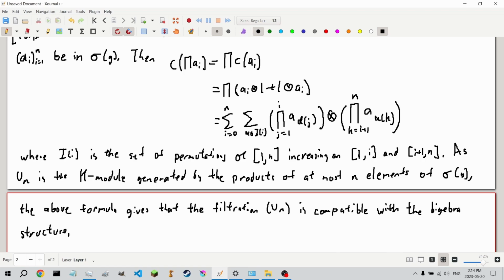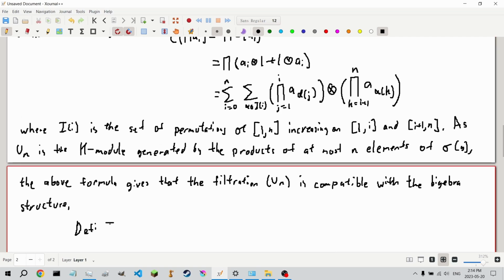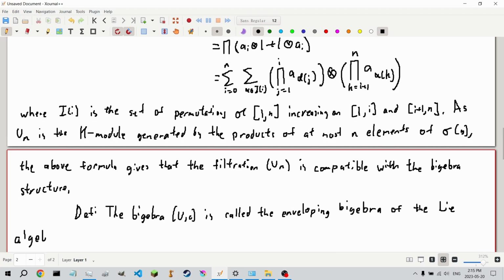Now, next up, from this we're going to define with the bigebra above, UC is called the enveloping bigebra of the Lie algebra C. Essentially, from our old construction of the universal enveloping algebra of G, we see that this structure is compatible with a unique cogebra structure, such that we can upgrade the universal enveloping algebra from an algebra to a bigebra essentially for free. So yeah, we might as well just do that, right?